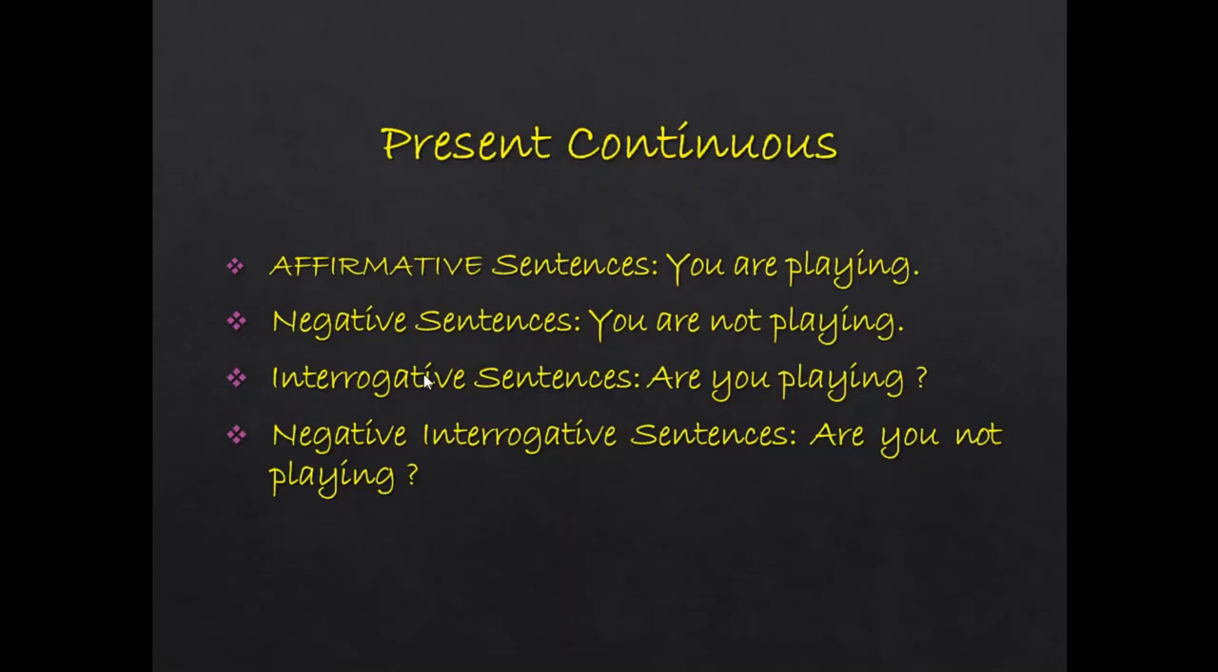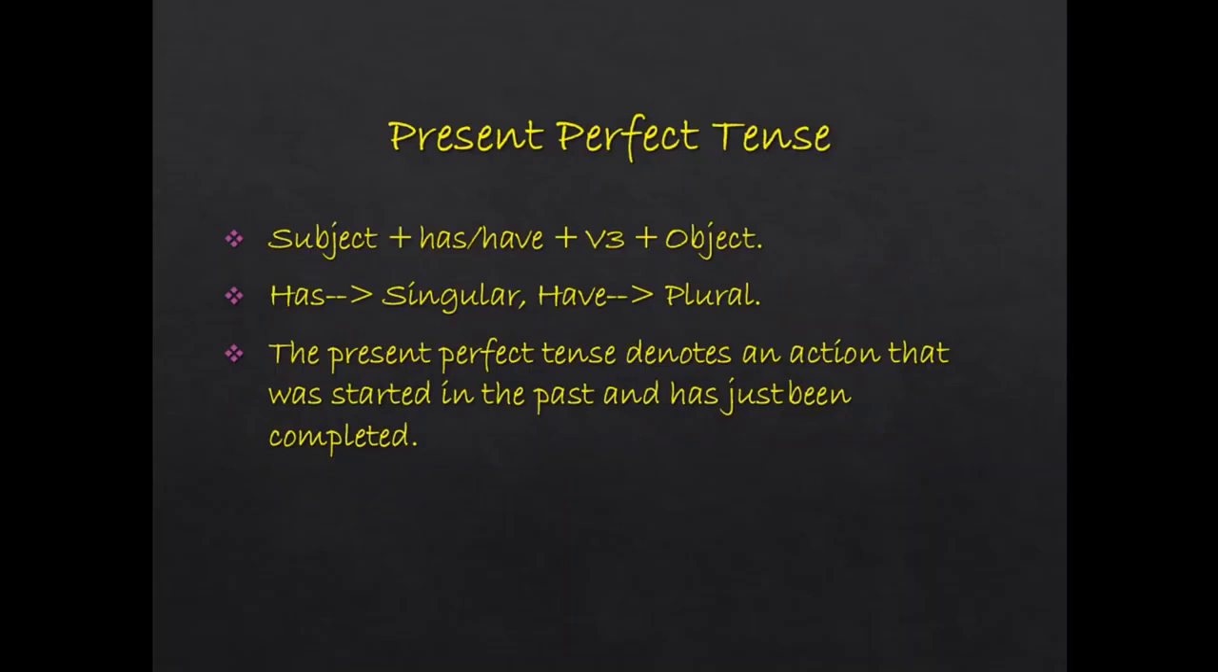Now, the third form of the present tense, that is the present perfect tense. How do we write them? We start with the subject plus has or have plus third form of the verb plus object. Where do we use has? We use has where the subject is singular, and we use have when the subject is plural.